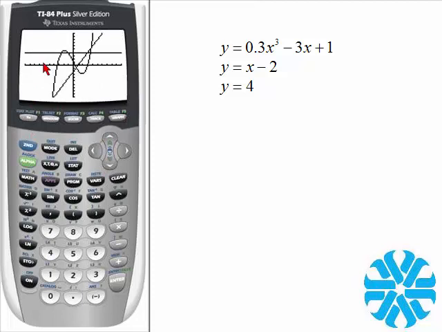Okay, now what we're going to learn is how to get rid of one of these functions one at a time. In other words, let's say we don't want to view this horizontal line, we want to get rid of it. It's kind of cluttered here, and you just might want to see what two of these functions look like. Alright, so let's say we want to get rid of this y equals 4 line.